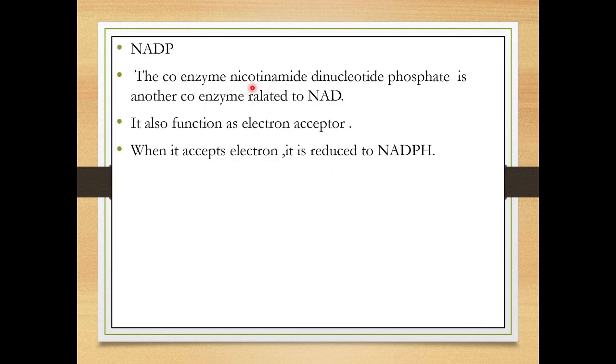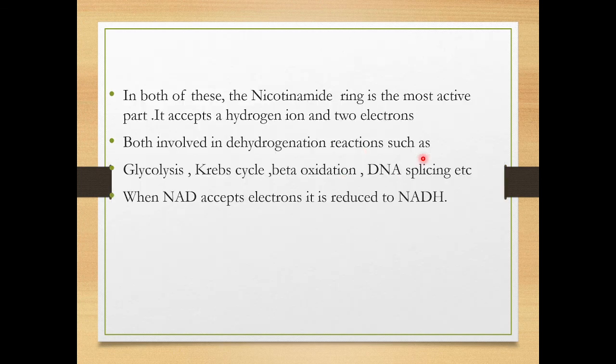This is also called a coenzyme. The coenzyme nicotinamide adenine dinucleotide phosphate is another coenzyme related to NAD. It also functions as an electron acceptor. When it accepts electrons, it is reduced to NADPH. And in both of these, the nicotinamide ring is the most active part. It accepts a hydrogen ion and two electrons.